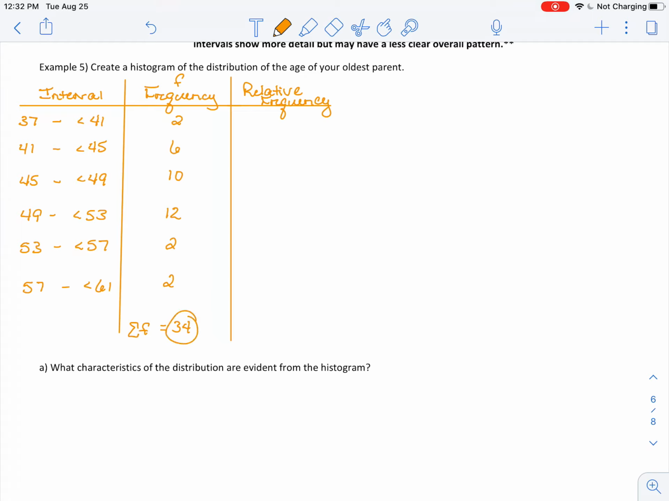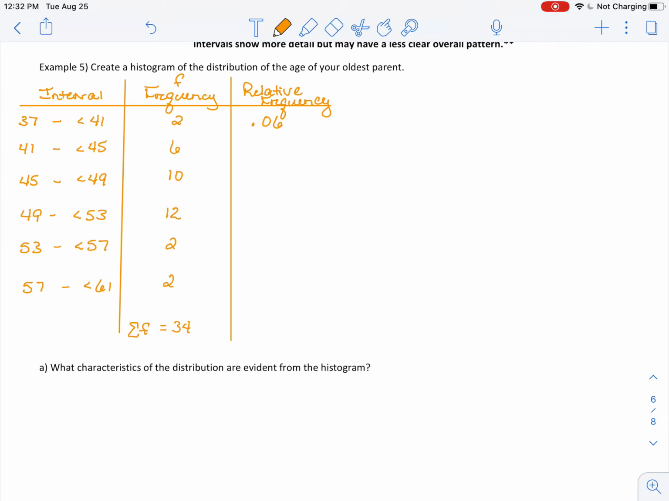That's why it's called relative frequency. And you do that by just saying, well, if I know 34 is the whole group, how many is 2 out of those 34? So in math terms, that means 2 divided by 34. I'm getting 0.059-ish, so about 6%. So I'm just going to put 0.06.